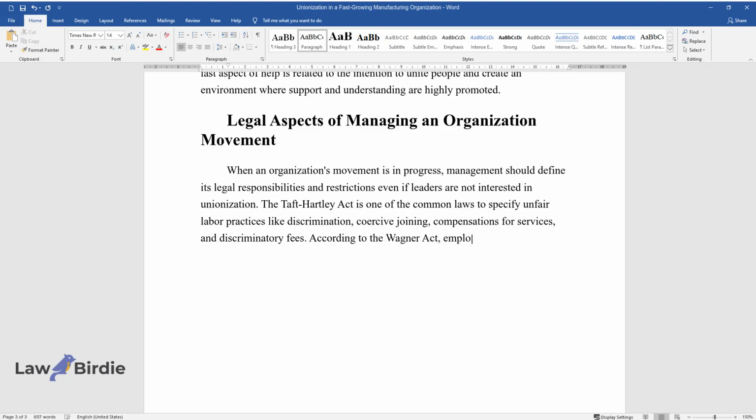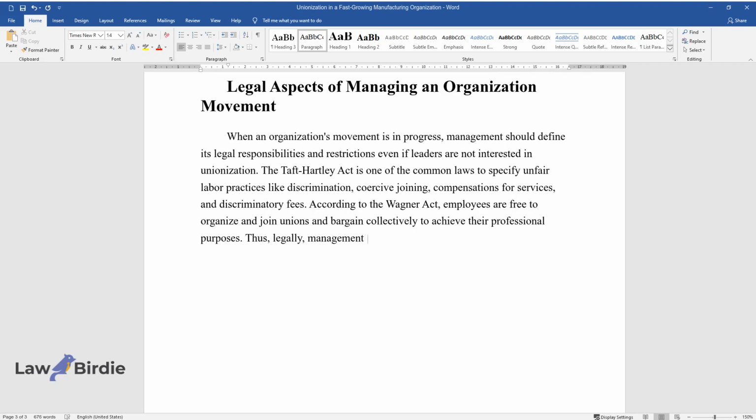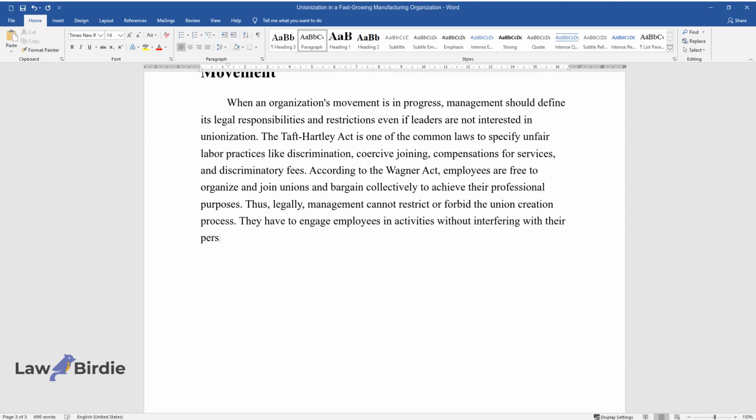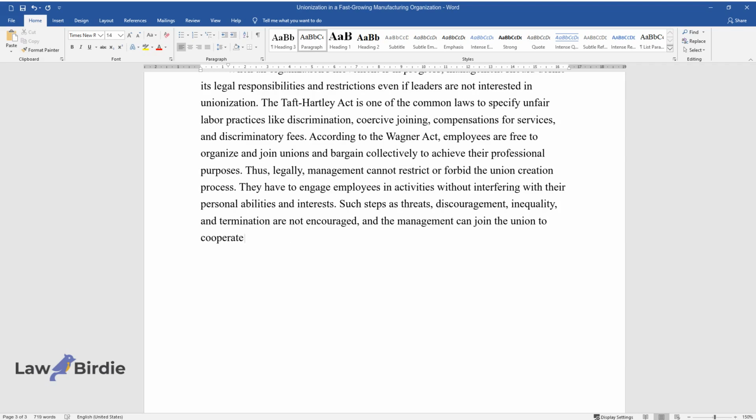According to the Wagner Act, employees are free to organize and join unions and bargain collectively to achieve their professional purposes. Thus, legally, management cannot restrict or forbid the union creation process. They have to engage employees in activities without interfering with their personal abilities and interests. Such steps as threats, discouragement, inequality, and termination are not encouraged, and the management can join the union to cooperate with workers and make their contributions.